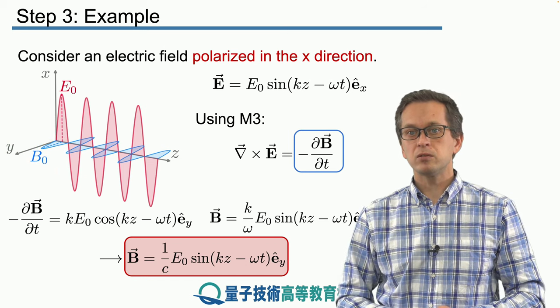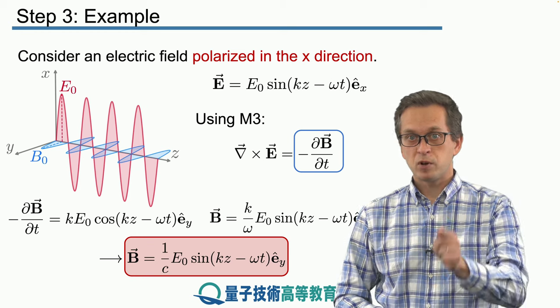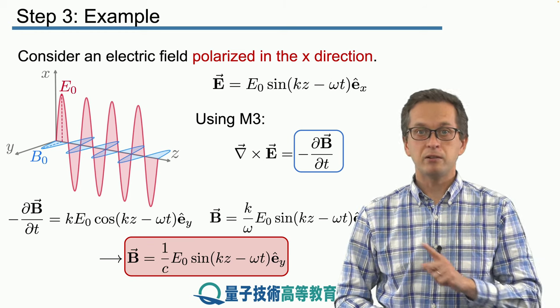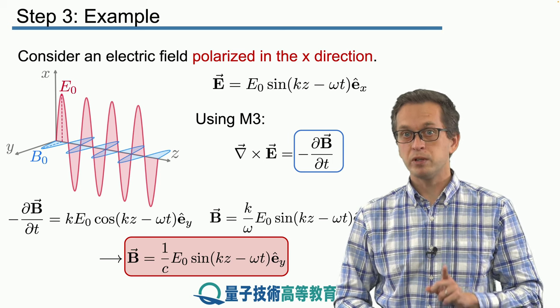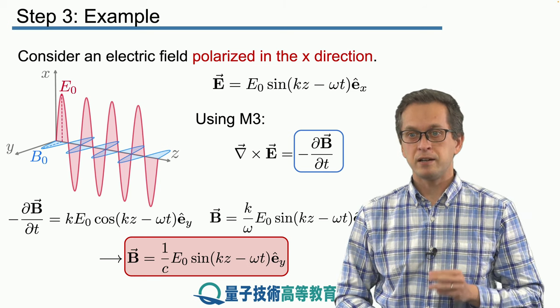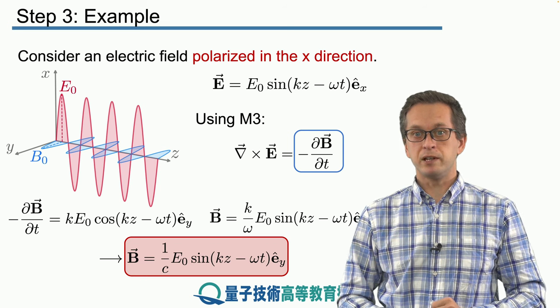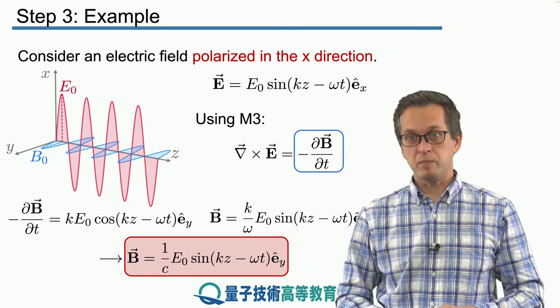Why is it not varying in the z direction? Because if the wave is propagating in the z direction, the electric field and the magnetic field cannot have any components in that direction. They always have to have components which are perpendicular to the direction of travel. So these are the three basic and very general properties of electromagnetic waves in terms of the properties of the electric field and its associated magnetic field.